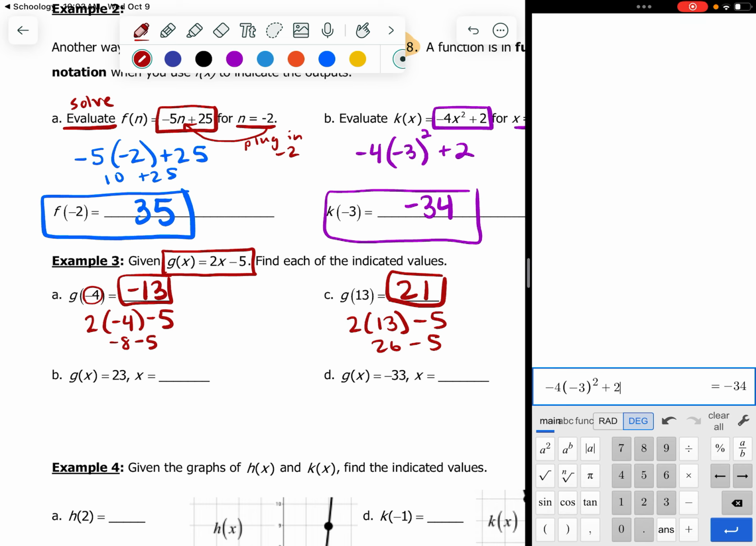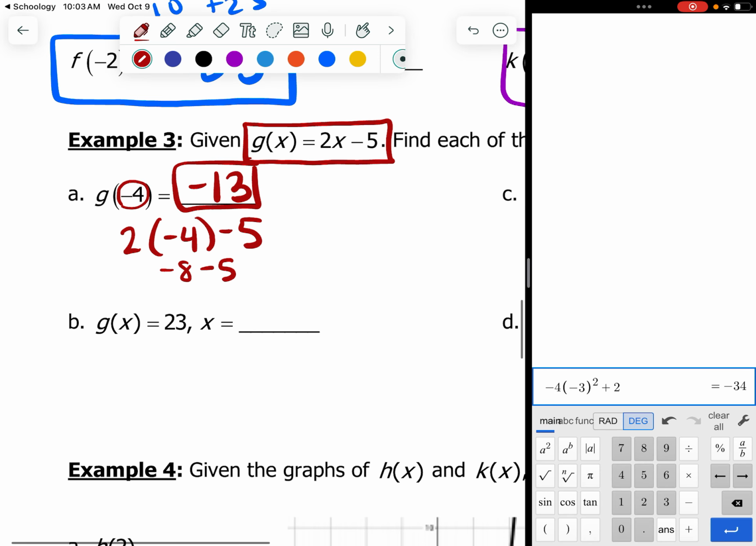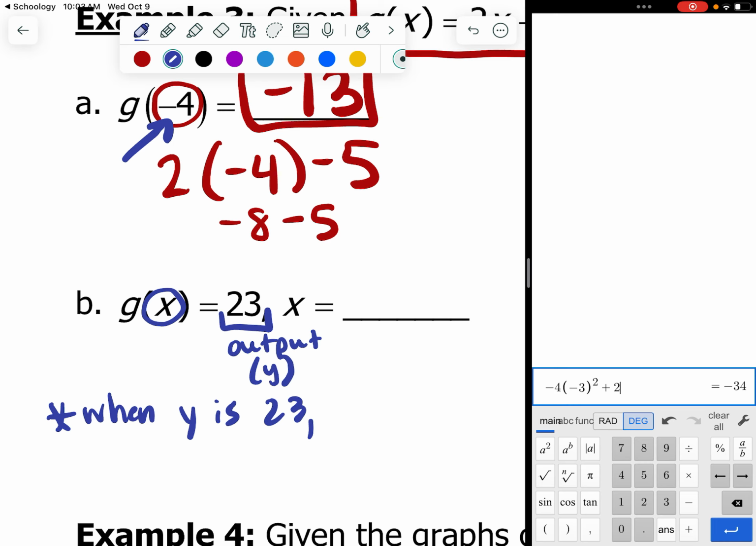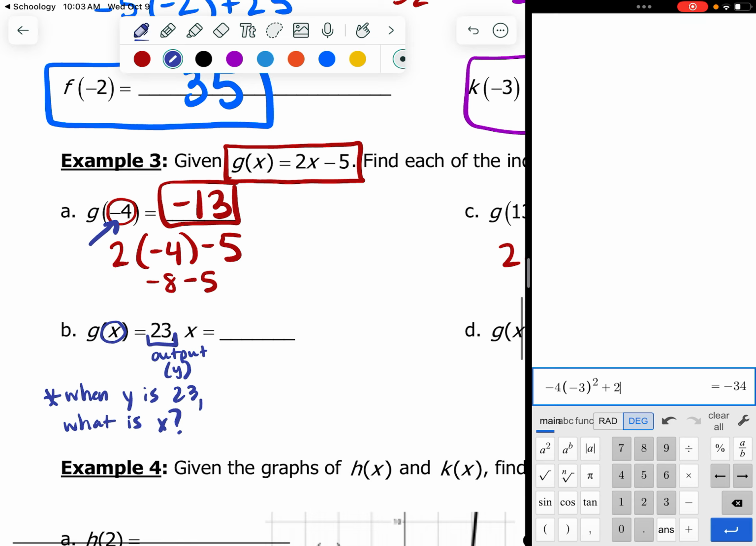All right, so something that's a little bit backwards now. Anytime we plug something in, that number was inside the parentheses, right? So looking at B, I don't know what x is, but we do know this number, the 23. So this means your output, which is y, right? I don't know what the x is. So this question is asking when y is 23, what is x? Okay, so this is a little backwards.